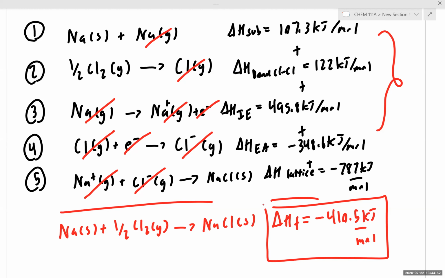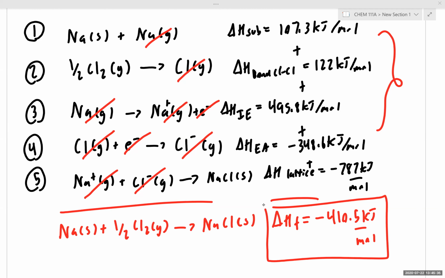Does this example make sense to everyone now that you've seen the Born-Haber cycle in action? Sure. So what we're going to do is take 107.3 plus 122. You'll be given the chemical equations, yes. Plus 495.8 minus 348.6 minus 787. And that gives us negative 410.5 kilojoules per mole.